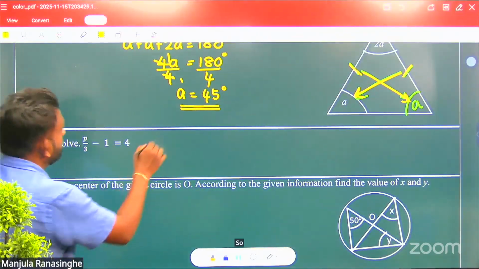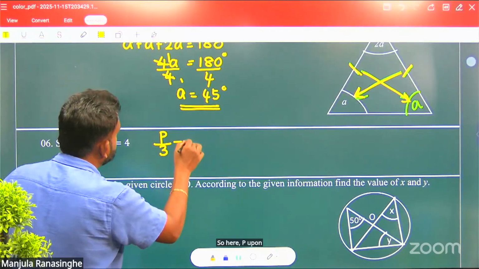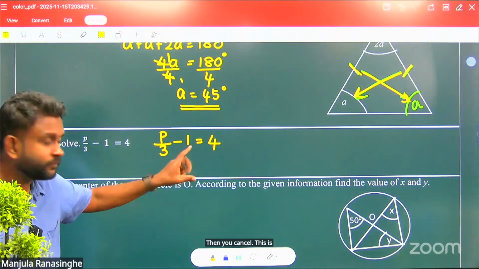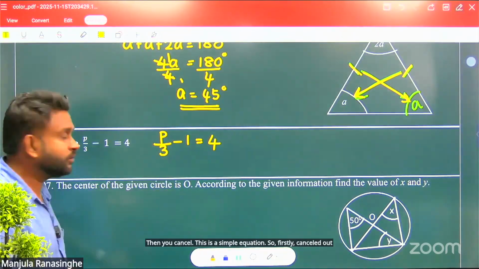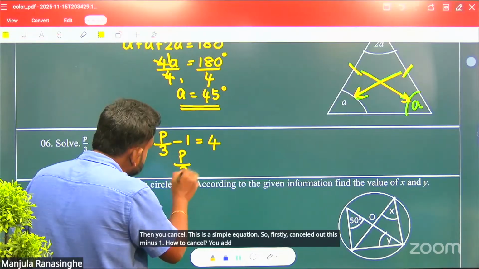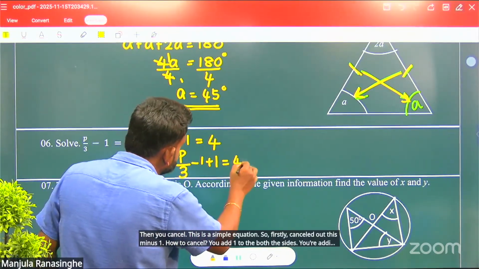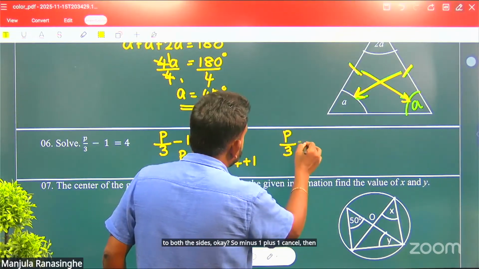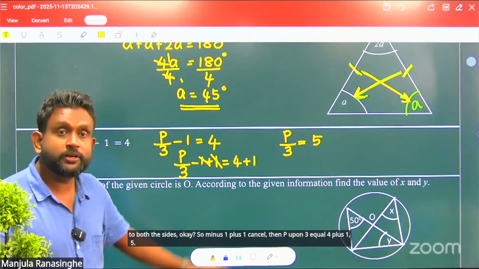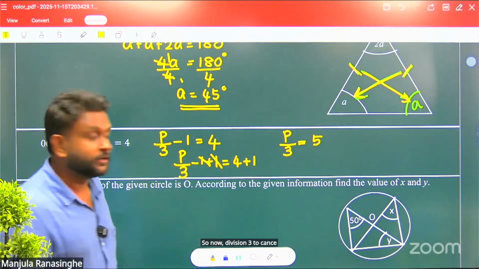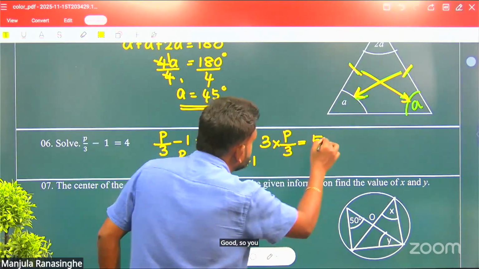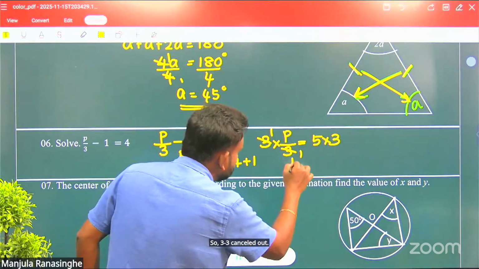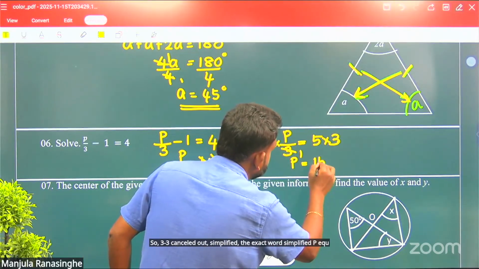So here, p upon 3 minus 1 equals 4. This is a simple equation. Firstly cancel out this minus 1. How to cancel? You add 1 to both sides. So minus 1 plus 1 cancel. Then p upon 3 equals 4 plus 1, 5. Now the division by 3 needs to cancel. So you multiply by 3 on both sides. The 3 cancels out, simplified, p equals 5 times 3, 15.